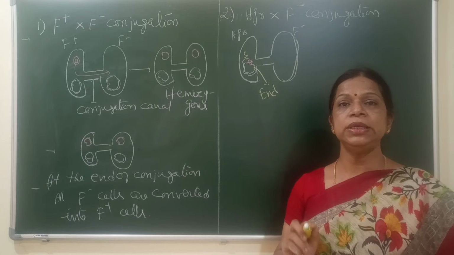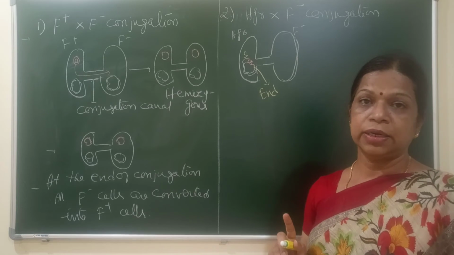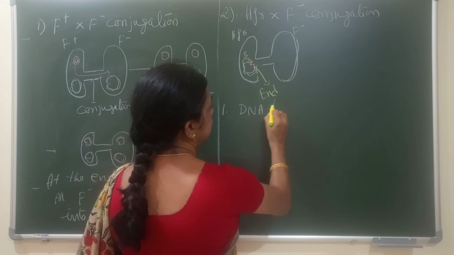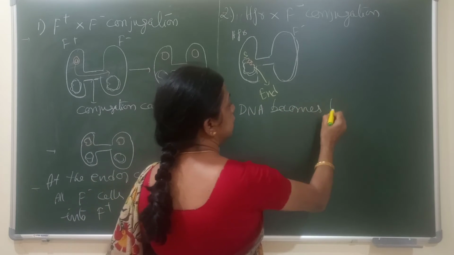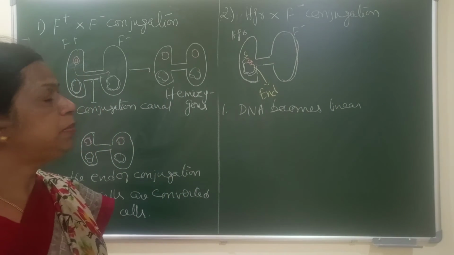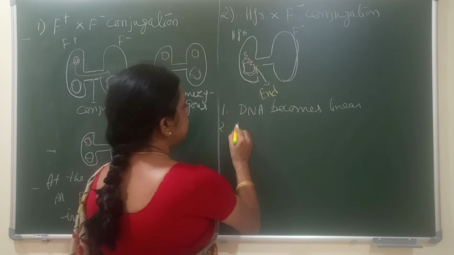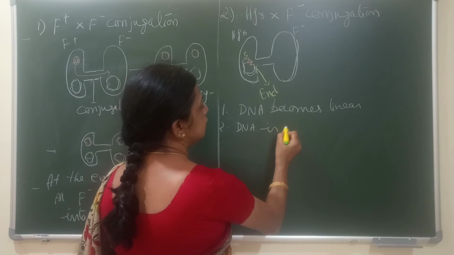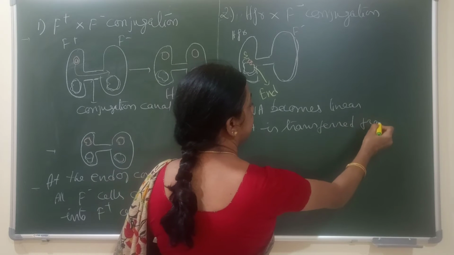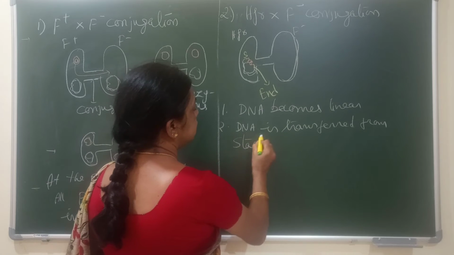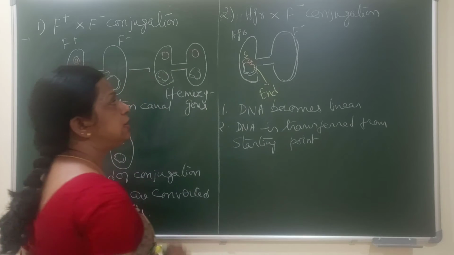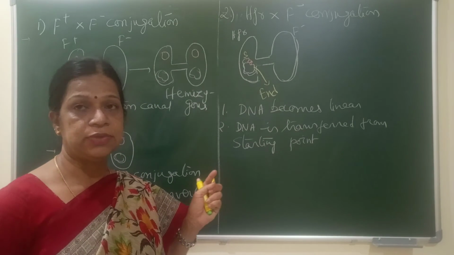So here also first the DNA becomes linear. It breaks at this point. What happens in the first stage? DNA becomes linear. After the DNA becomes linear, DNA is transferred from the starting point. Wherever there is a starting point, DNA will be transferred.